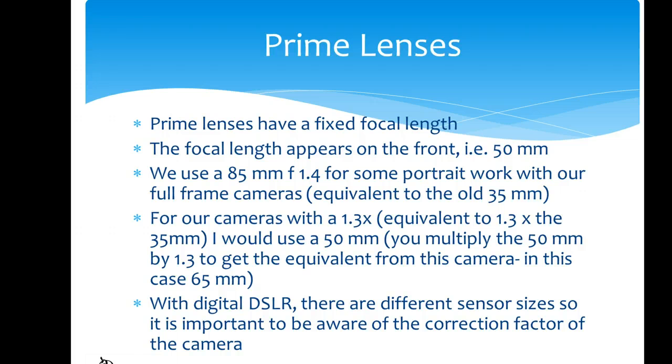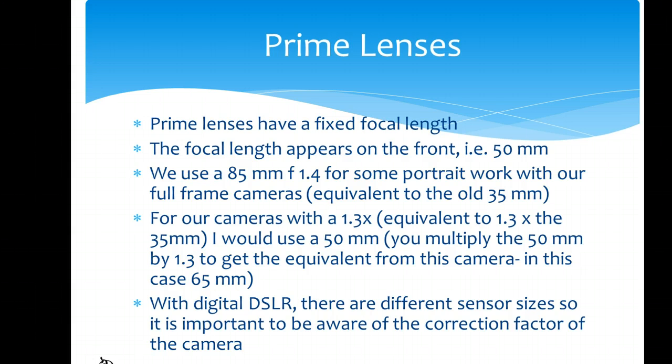So when we are using an 85mm lens, you have to consider the different camera types. And with DSLRs, there is often a correction because of the size of the sensor. There are full frames, which basically are equivalent to the old 35mm, or they may have a correction, and that's important when you're looking at the focal length of that lens.